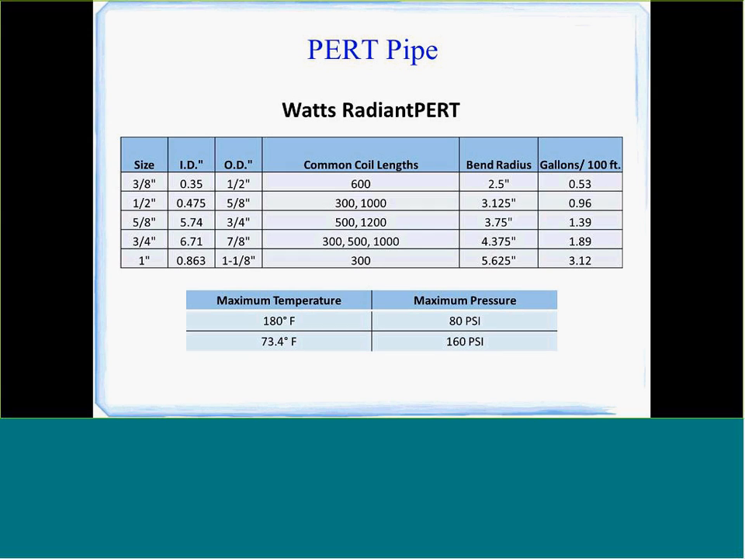The PERT pipe does follow the copper tube size outside diameter, so we can use the same fittings that we use with PEX pipe. PERT pipe is a little more flexible than PEX, so you can make tighter bend radiuses with it, and comes in most of the same sizes as the other pipes do, 3/8 to 1 inch.